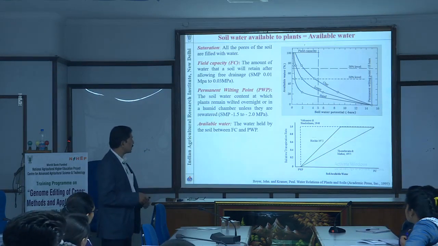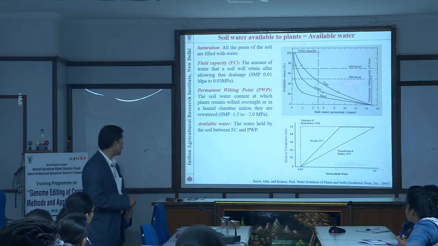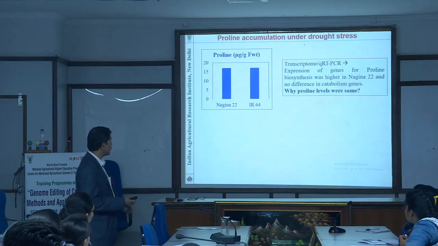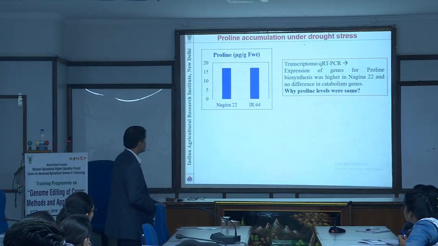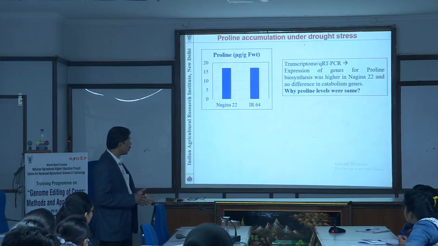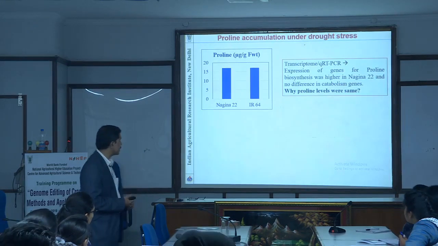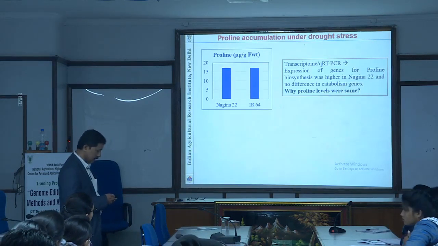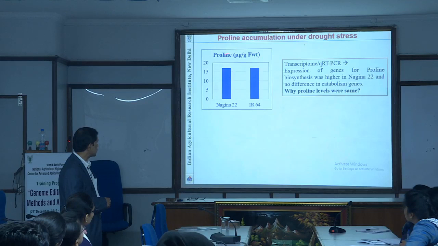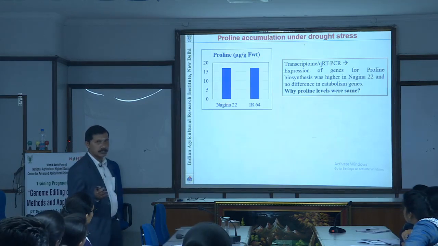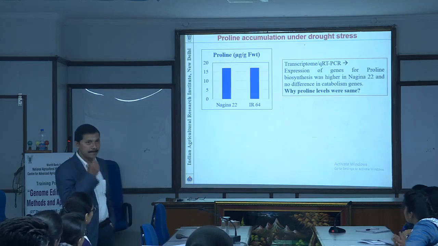So do you understand the soil characteristics? And what is the field capacity of the soil, and what is the permanent wilting point, and based on that you have to maintain irrigation to provide a proper stress. And it is also important to understand how to express the results when you compare stress versus control plants, especially when we are working with drought stress. So here is another example. Here they studied proline accumulation. Proline, most of you might have studied. So what is proline?